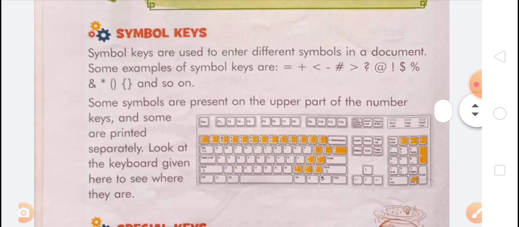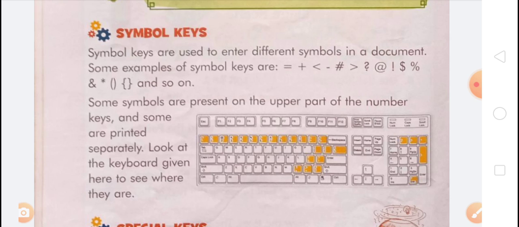Symbol keys. What are symbol keys? Symbol keys are used to enter different symbols in a document. Some examples of symbol keys are equal, plus, greater than, minus, hash, less than, question mark, at the rate of, exclamation sign, dollar, percentage, star, small bracket, curly bracket, and so on. Some symbols are present on the upper part of the number keys, and some are printed separately. Look at the keyboard given here to see where they are.